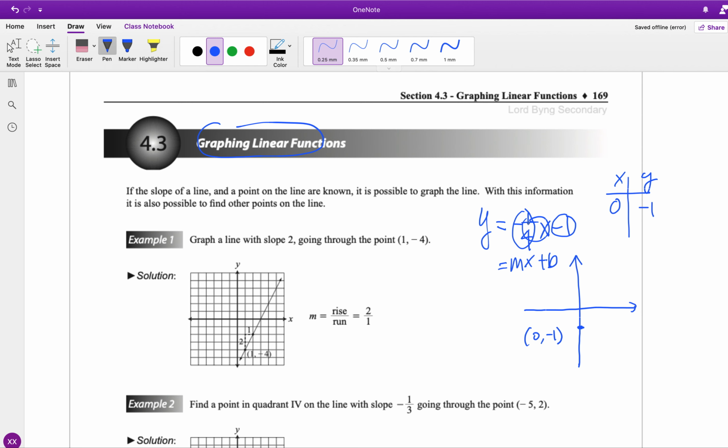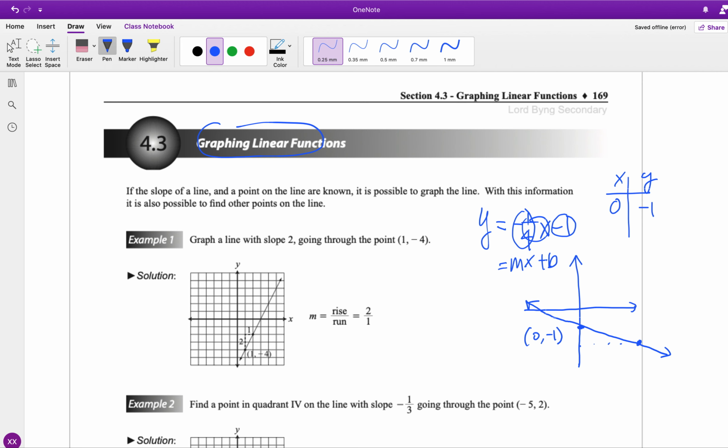So then here, because it's negative 1 over 4, that means I go down 1, and then I go right 4. 1, 2, 3, 4. Then that is my another point. And then I connect the 2 points, and that's my line.